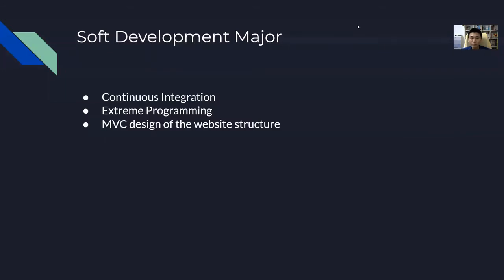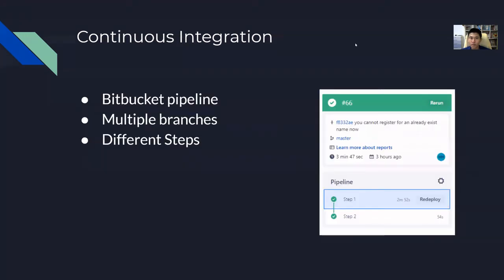Here, I want to show how I use the knowledge of software development in our project. So first of all, is continuous integration. We use Bitbucket pipeline to set our CI process. Besides, we also use different CI process for different branches. And finally, we have different steps in one CI process.